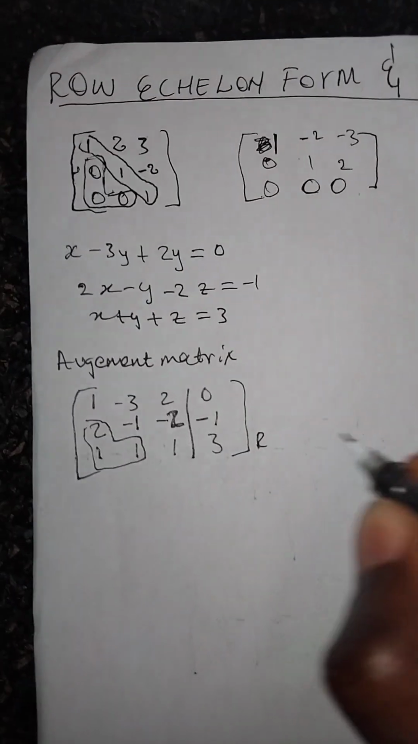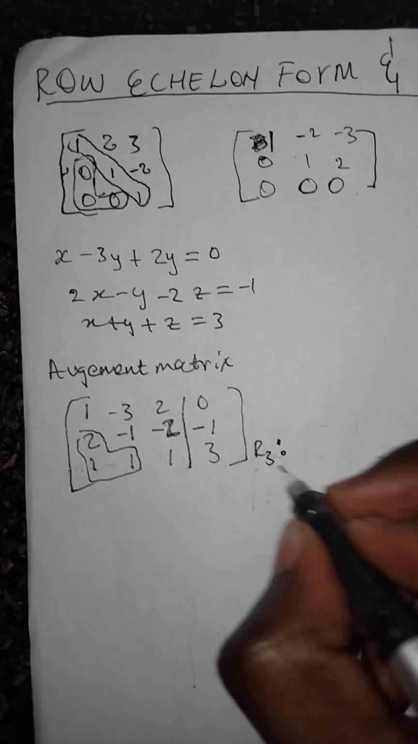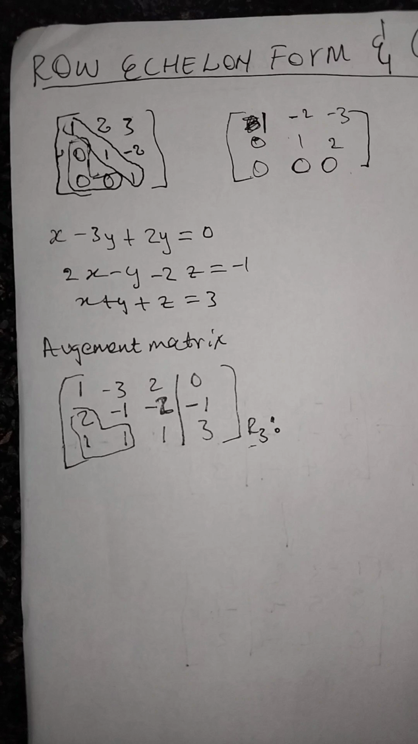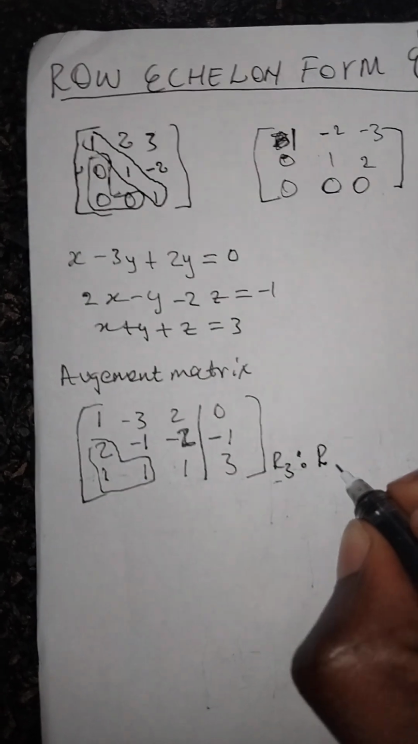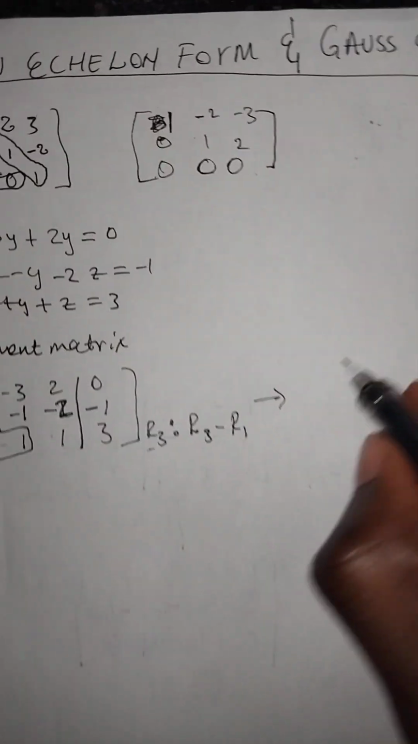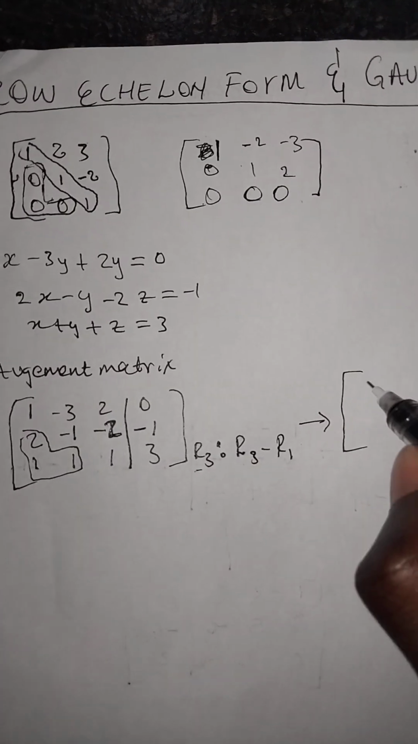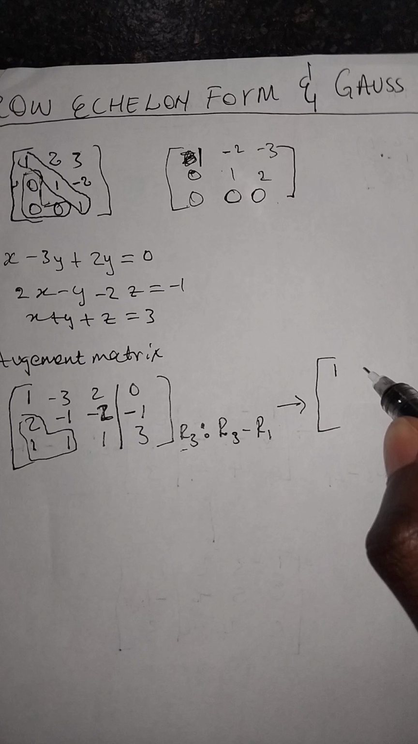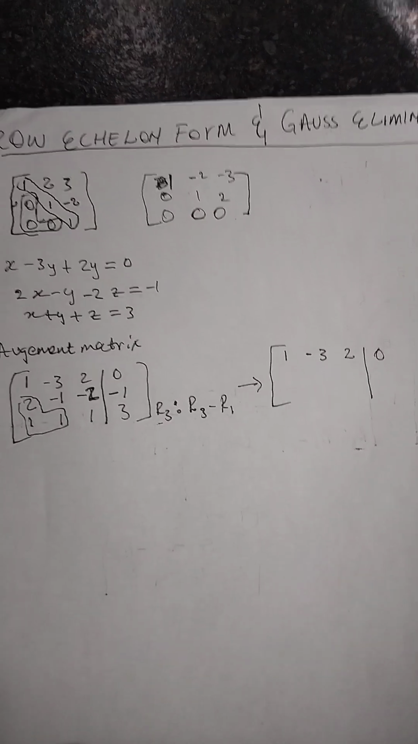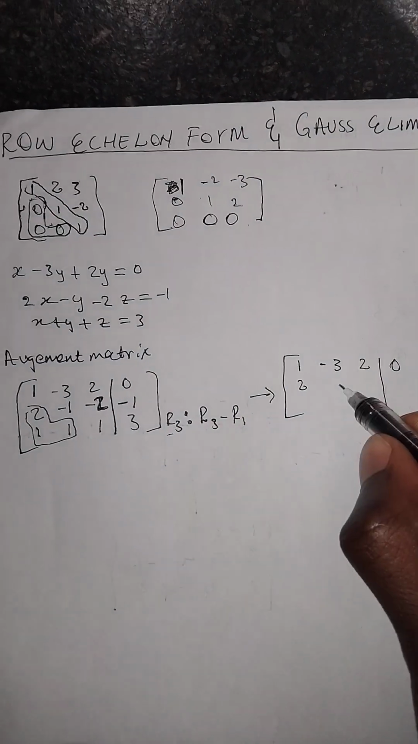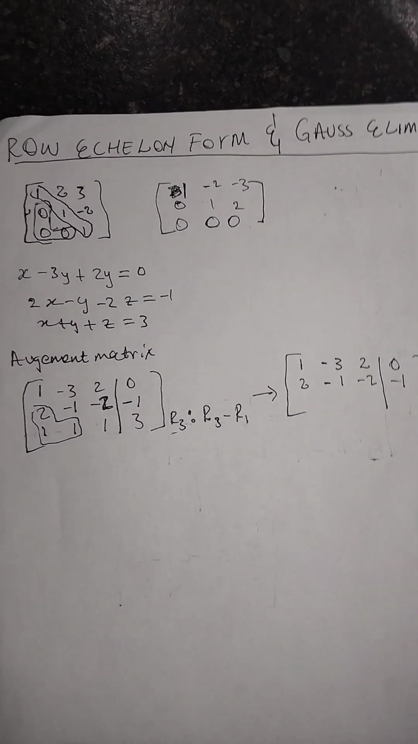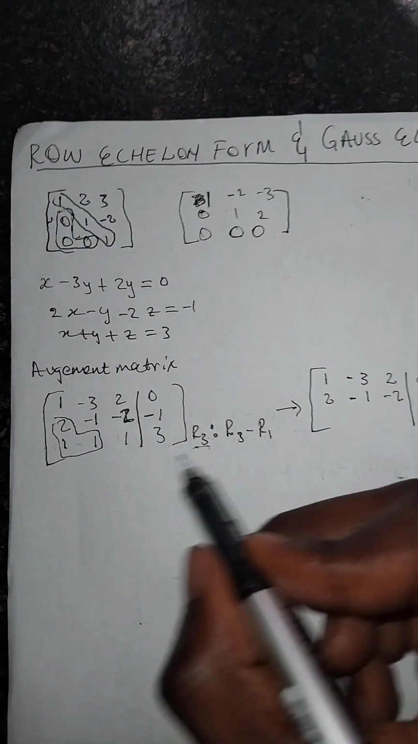Okay, so I'm going to apply the operation on row 3. Since I'm applying the operation on row 3, only row 3 is going to change. The other rows are not going to be affected by that operation. So I'm going to say row 3 minus row 1. The new matrix that I'm going to get from that, since we're not changing row 1, we're going to keep it as it is. It was 1, minus 3, 2, and 0. Then the second row is also not affected. It is 2, minus 1, minus 2 and -1. So the only one that is going to change is row 3. So this whole row is going to change.